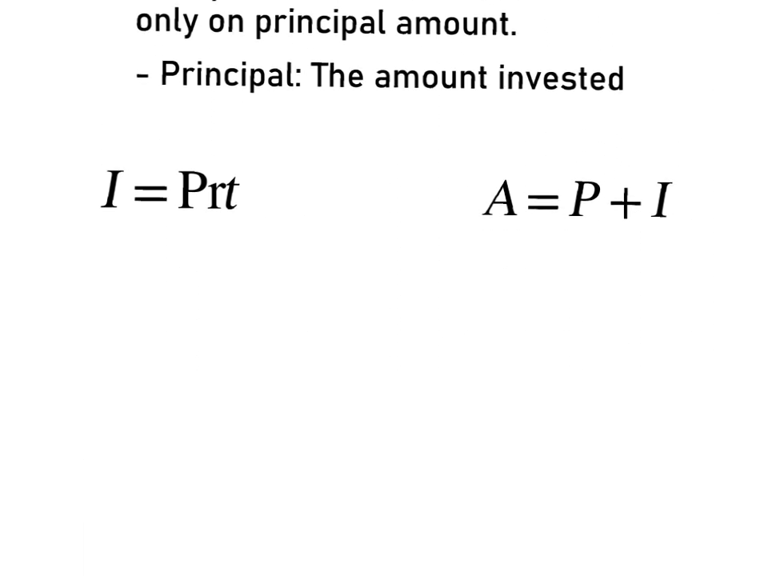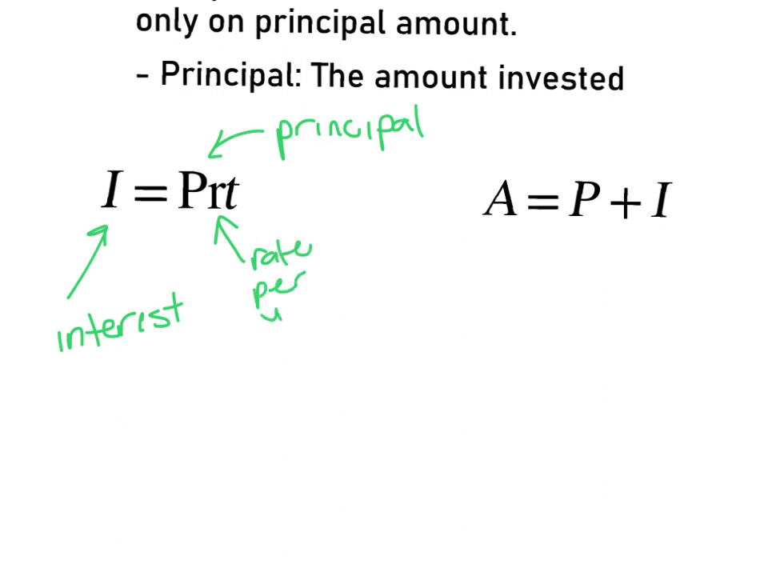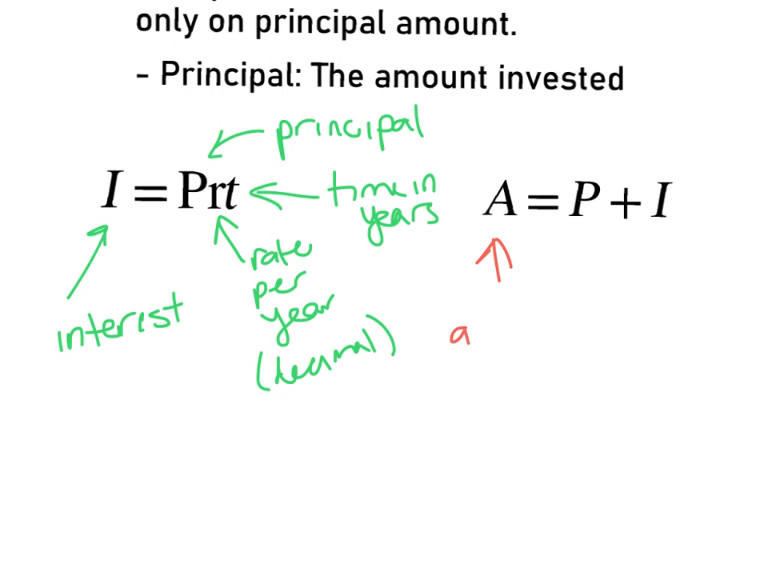So the formula for simple interest is I equals PRT, where I stands for the interest, P is the principal amount, and R is the interest rate per year, and it needs to be given as a decimal, and T is time in years. And then once you've calculated the interest, you can calculate the total amount by taking the principal and adding on the interest.